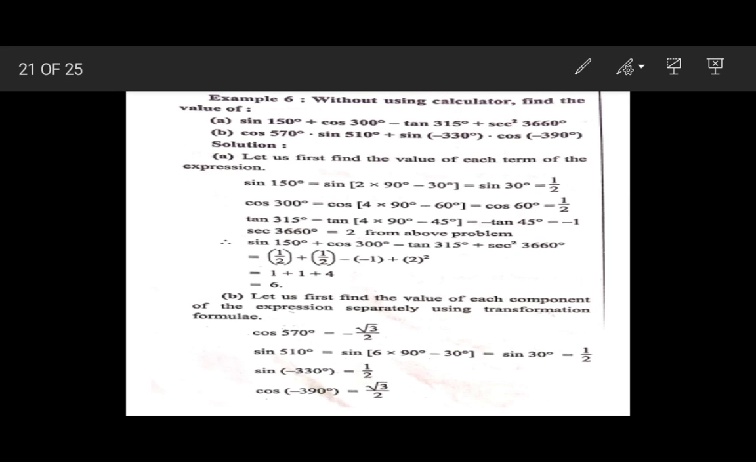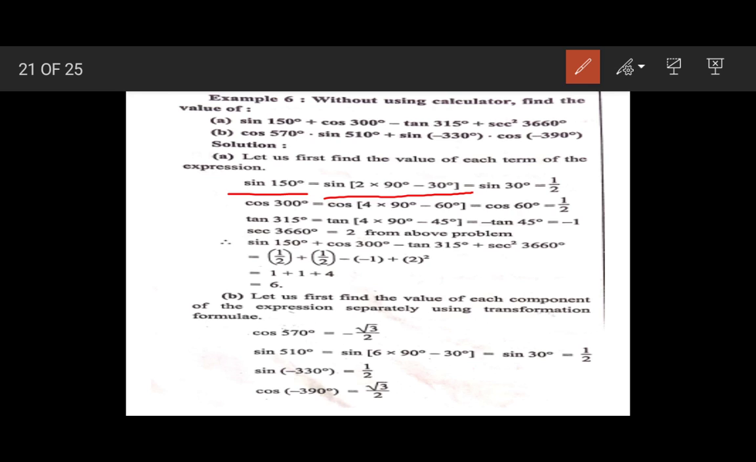First, what we are going to do? First we are going to find the value for sin 150 degree. So we can write this 150 as 2 into 90 degree minus 30 degree, right? 2 into 90, 180, 180 minus 30.